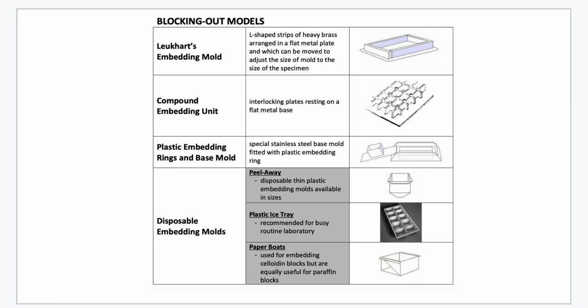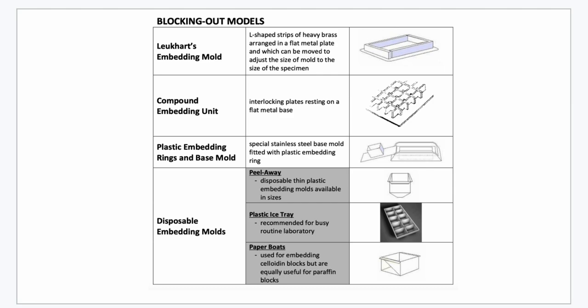So we have your compound embedding mold. These are interlocking plates resting on a flat metal base, as you can see in the picture. Then we have your plastic embedding rings and base mold. This consists of a special stainless steel base mold fitted with a plastic embedding ring, which serves as the block holder during cutting. Always note that these are very expensive molds.